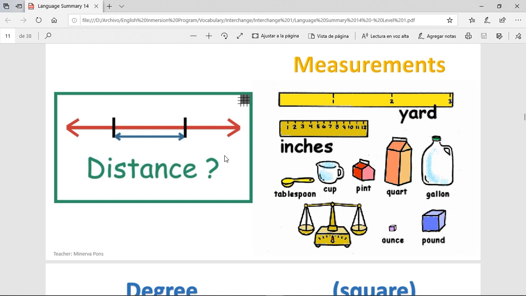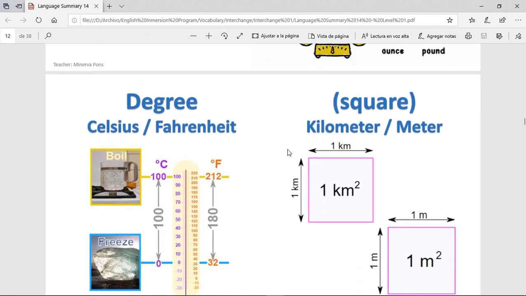But measurements are not only for distance. Measurements are for distance, for amounts, for height, for weight, for a lot of different things. We can have yards, inches, tablespoons, cup, pint, quart, gallons, ounce, pounds, and this is all of the imperial system. This is not the metric system, because in the metric system we have centimeters, meters, and we have liters, milliliters, and all of that.